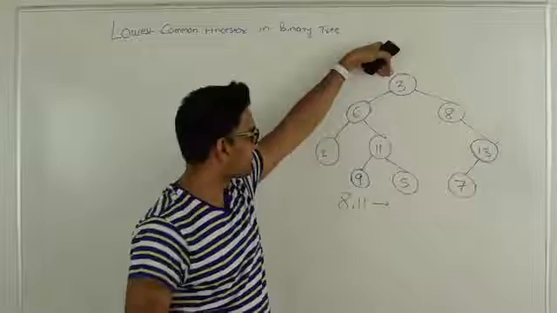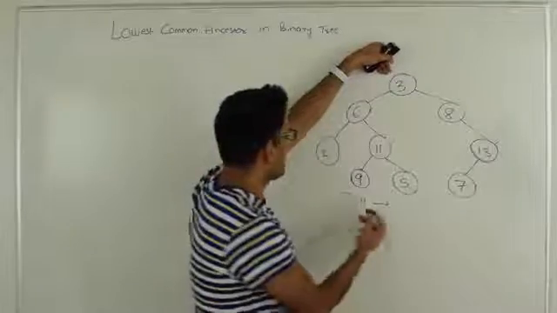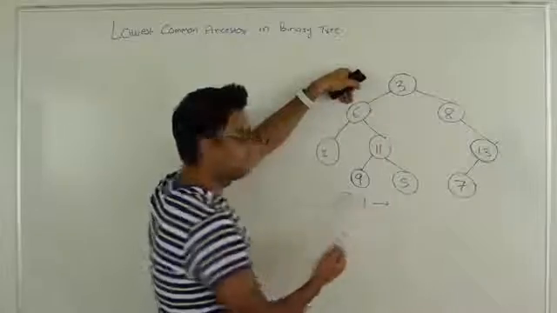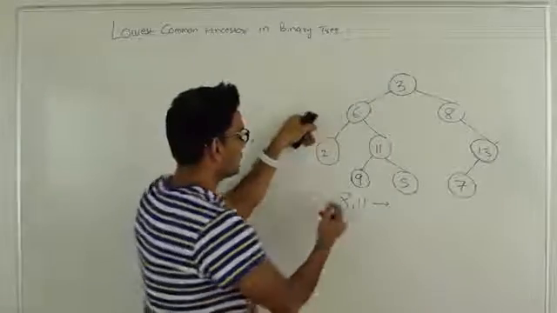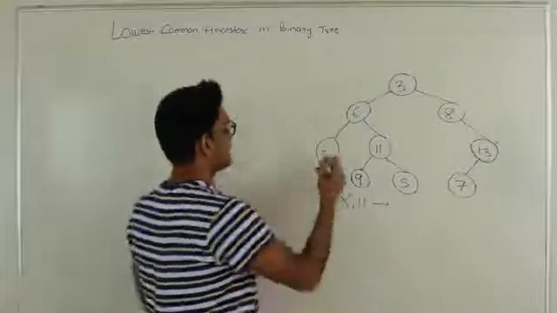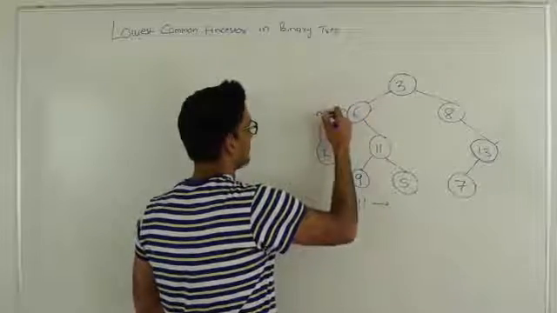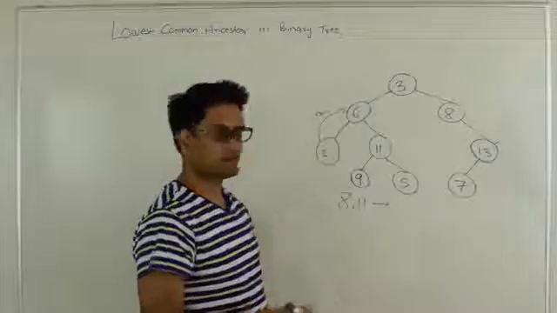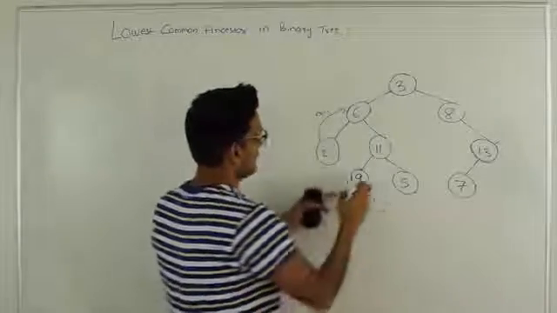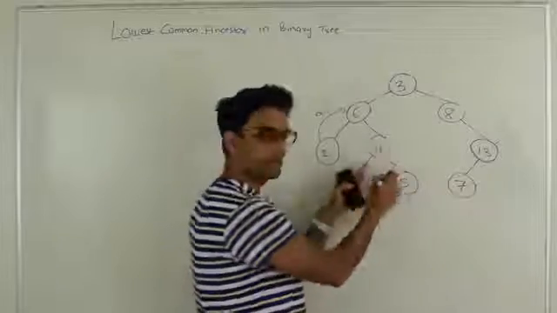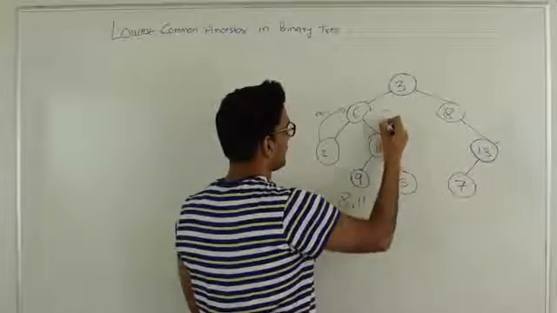So again we start from 3. 3 is not same as 11 or 8, so we go on the left side. 6 is not same as 11 and 8, so we go on the left side. 2 is not same as 11 and 8. We have reached the leaf node, so we return null from here. Then 6 continues the search on the right side. This node is same as this 11, so we stop instantly here and return 11.